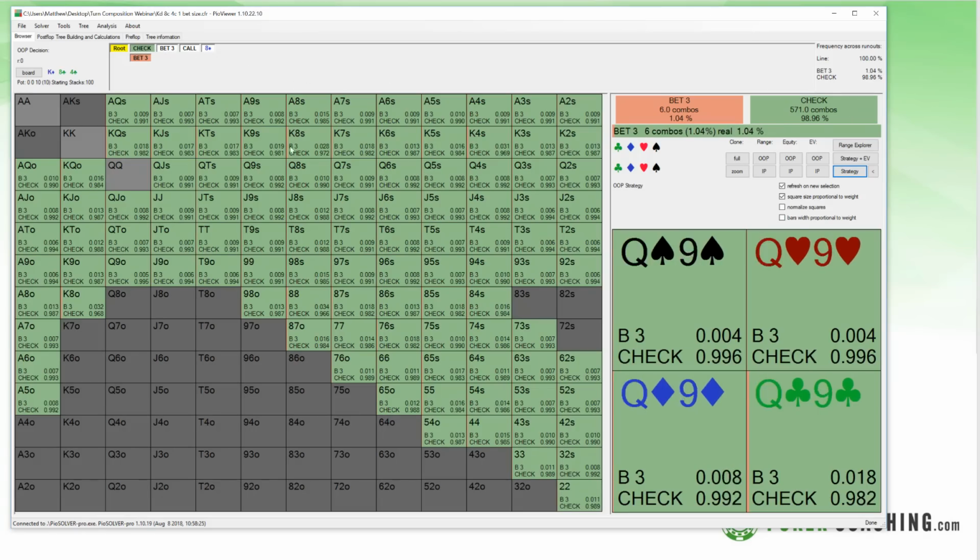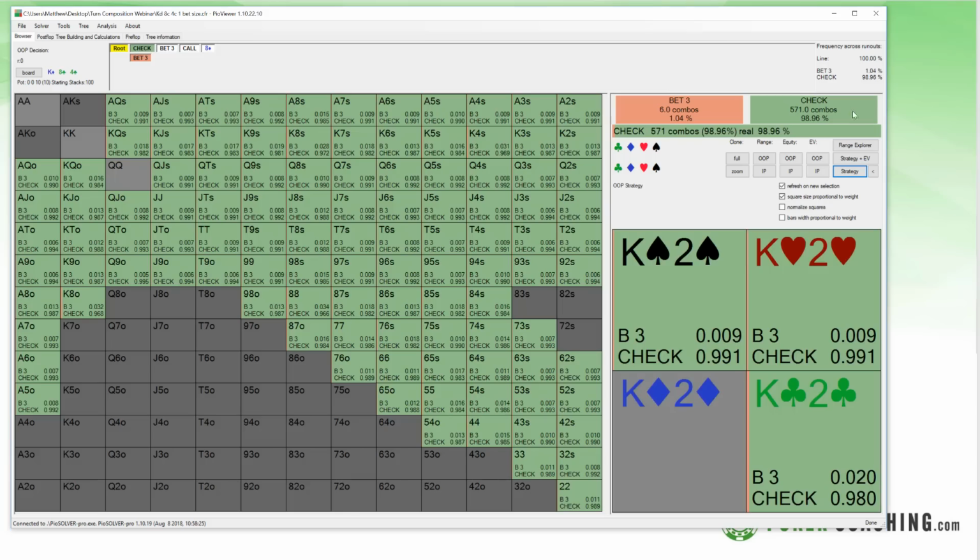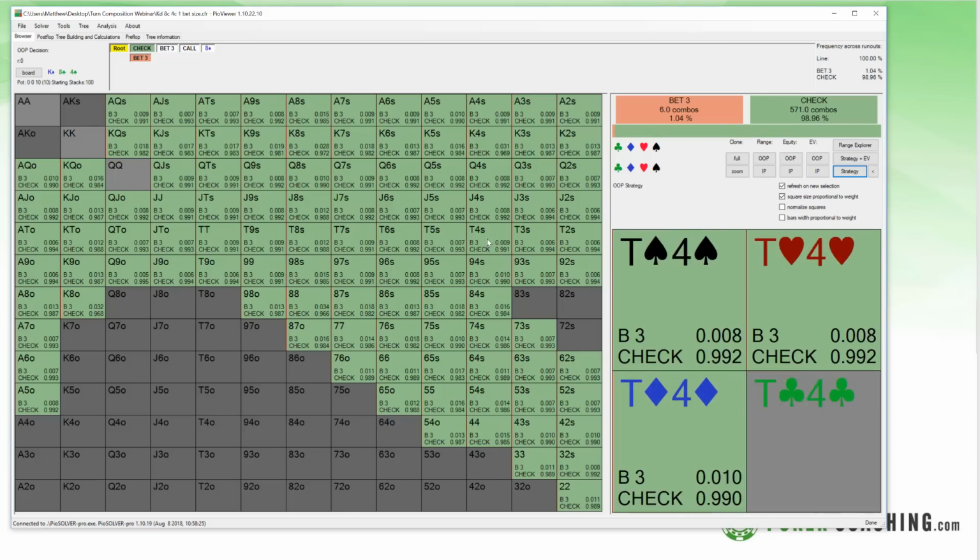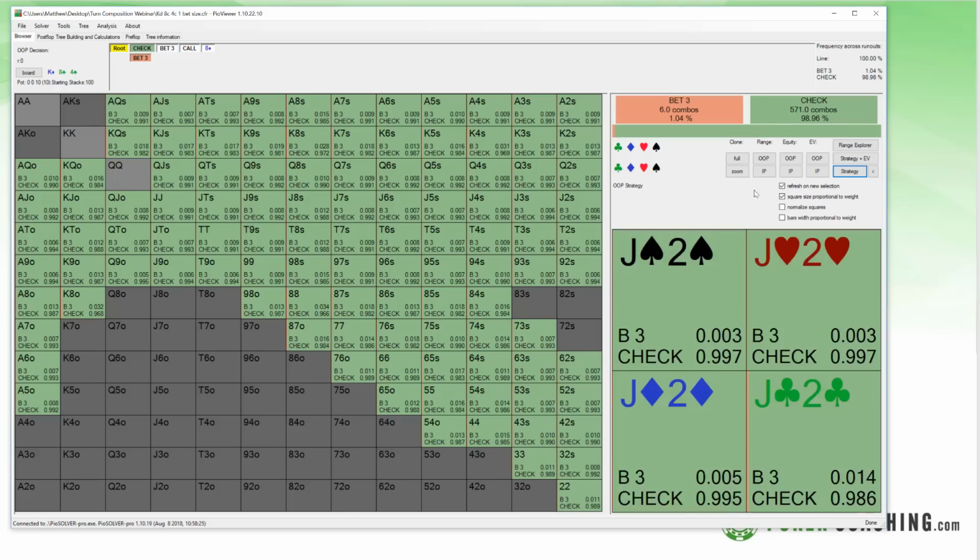This is out of position player first. First thing I want to point out, there's no leading from out of position. It says 1%, but I only solved this to 1% accuracy. If I ran it all the way to 0% where it solves it completely, this would go to 0 and it would be 100% check. Why is out of position 100% check?